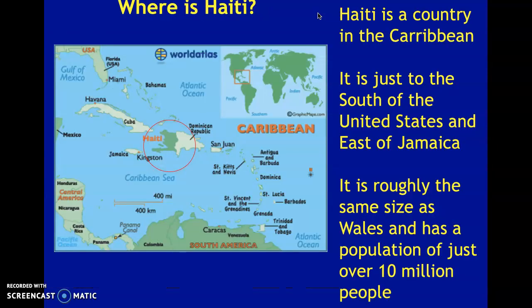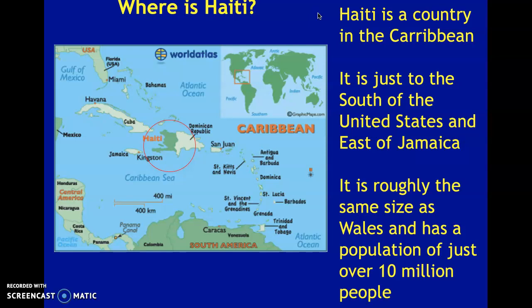So I'd like you to copy this information down into your books, because our study is going to look at the tiny Caribbean island of Haiti. Now, from 1791 right through to 1804, this was the site of one of the great events of world history, the Haitian Revolution. And that's going to be the focus of our inquiry over the next few lessons.